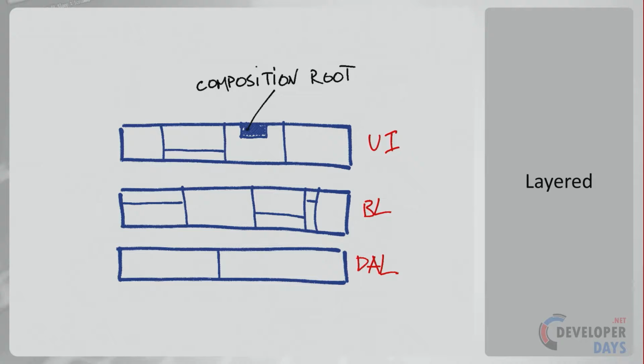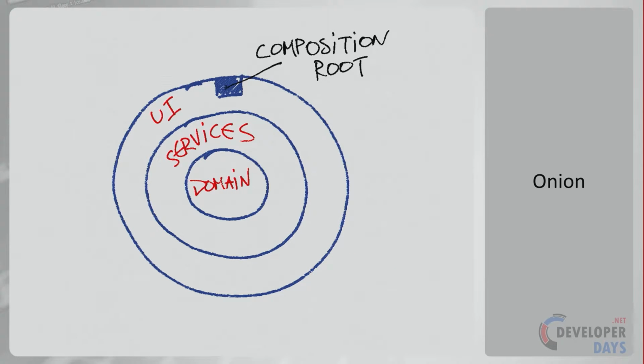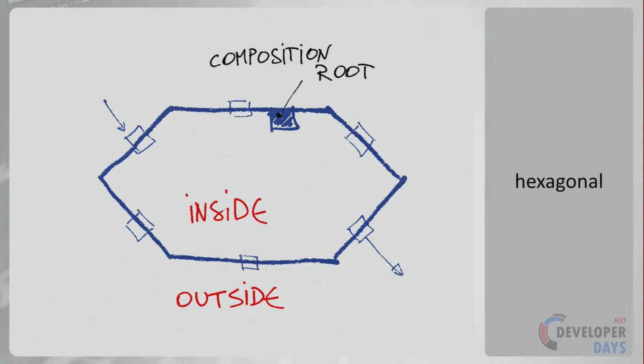We can take another architecture style. We can take an onion architecture, for instance. It's the same application here. You have a small, tiny place in the application and the system that is responsible for building up the whole object graph. The same goes for any other architecture style.